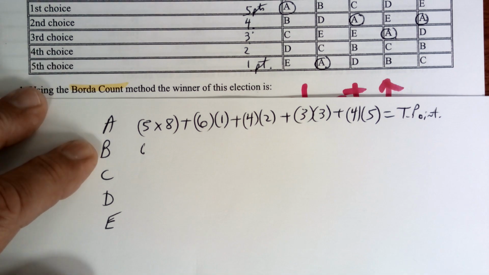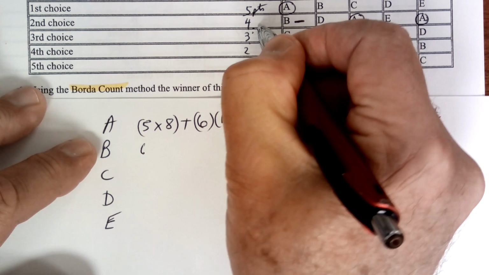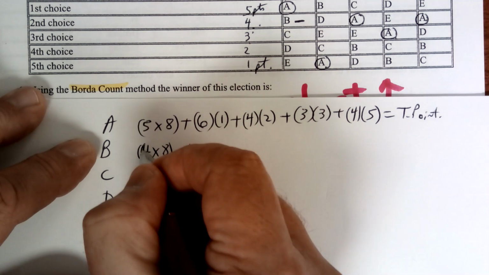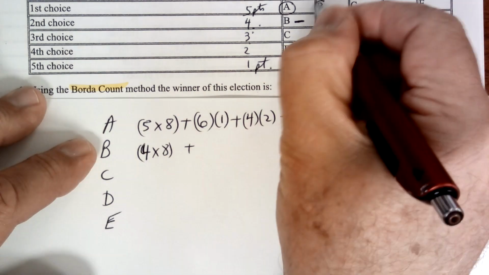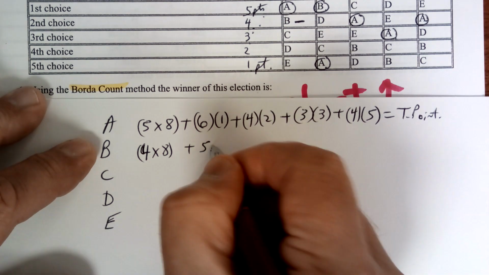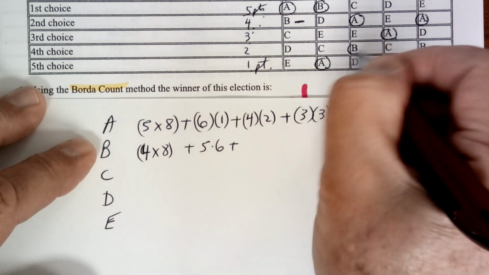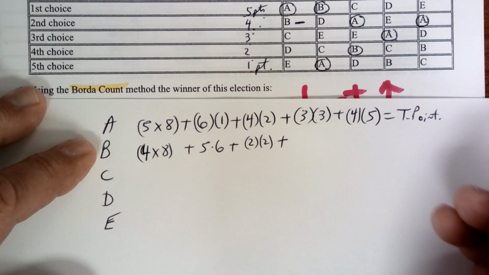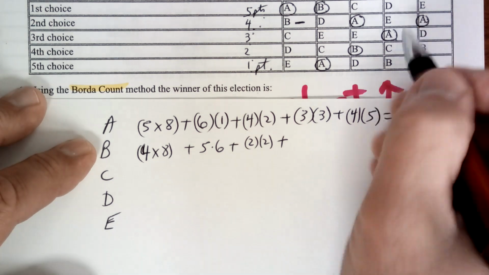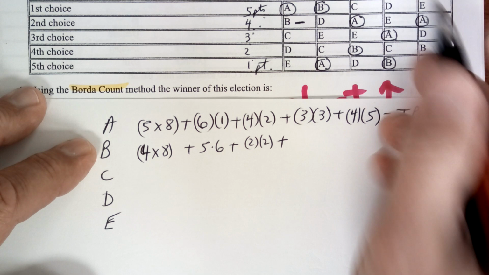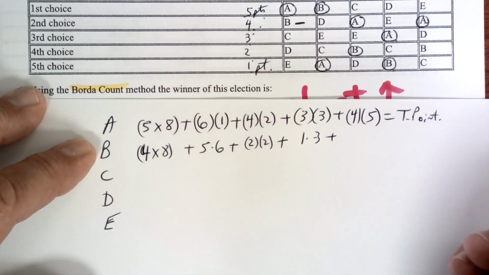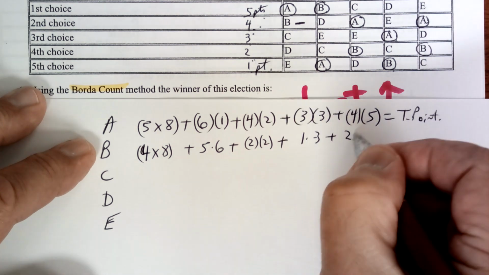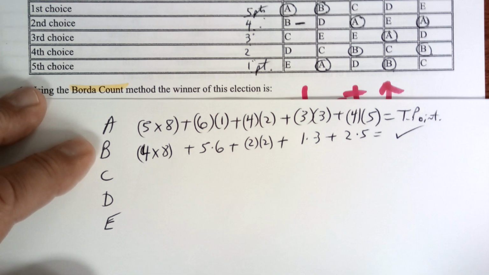Okay, let's go to B. B is here. That's 4 points, so that's 4 times 8. This one is 5 points, 5 times 6. This next one right here is 2 points, so that's 2 times 2. And then right here you have a B, and that's 1 point, so that's 1 times 3. And then finally you have a B right here, and that's 2 points, so that's 2 times 5. And then you got to add that up. Let's go to C.